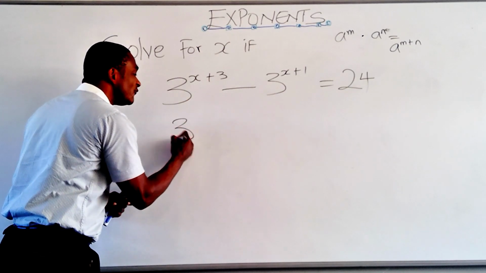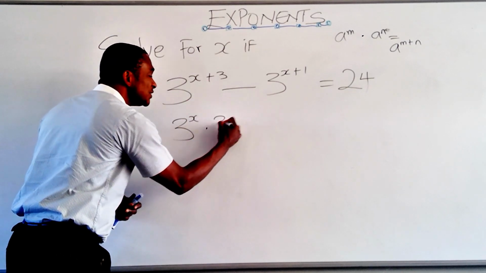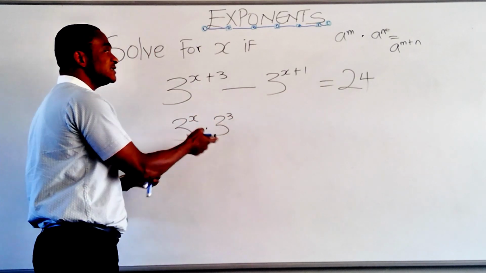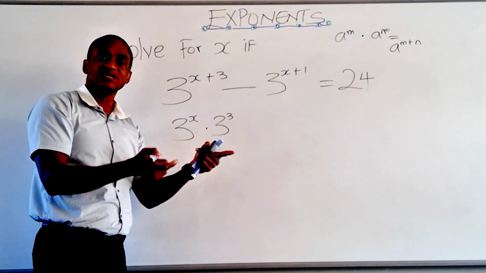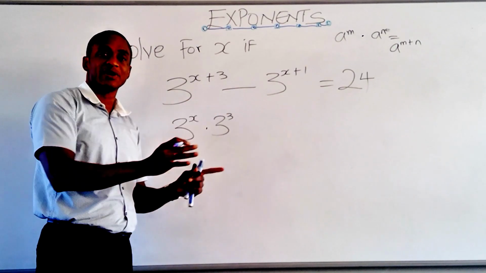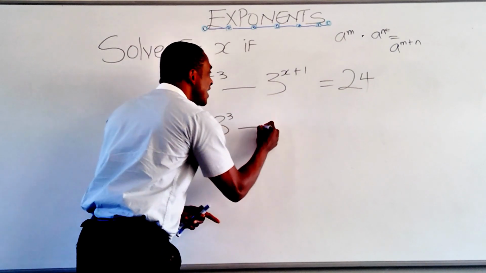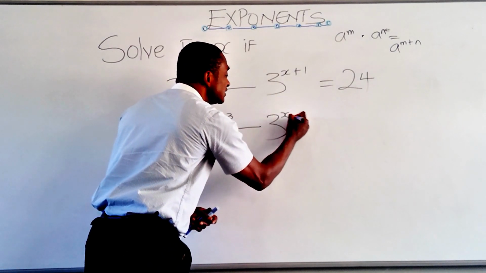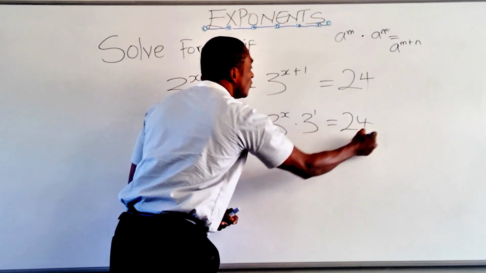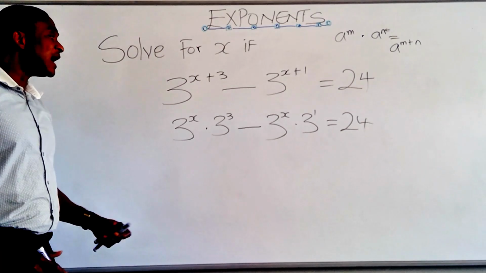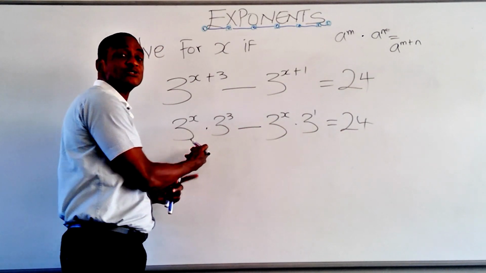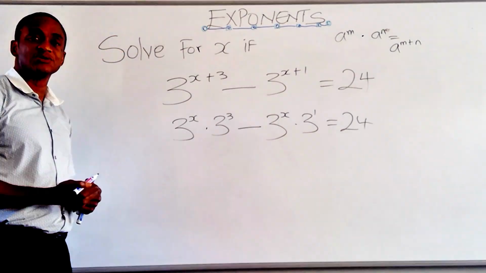These exponents came from 3 exponent x times 3 exponent 3. That is why we are able to add it. So instead of going forward, this time around we are going backward so that we can get a common factor to factorize with. Now we have minus, we do the same thing on this side, 3 exponent x and 3 exponent 1, that's where it came from. Now, on either side of the minus sign, we will see that we have 3 exponent x, which will serve as our common factor in this case.